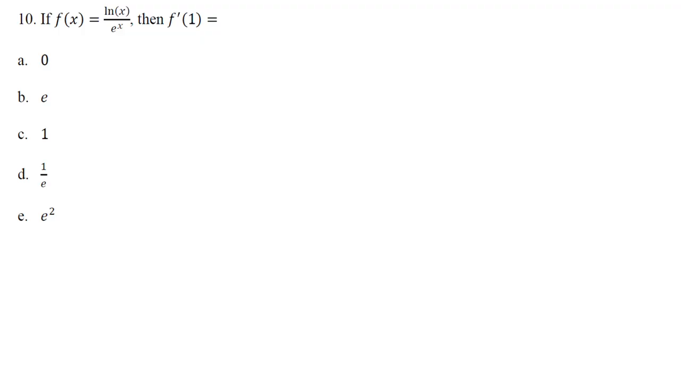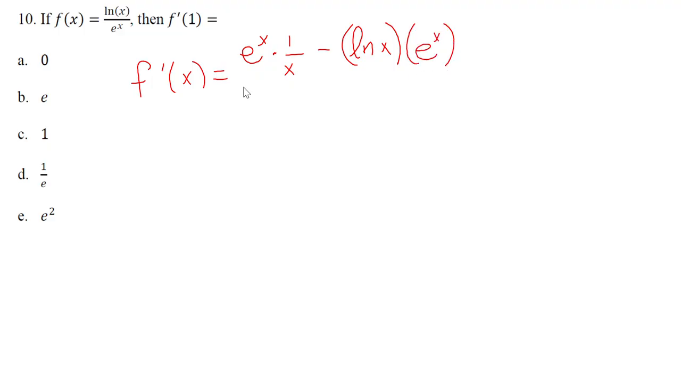All right, here's another one where we're just taking a derivative and then evaluating it at a number. So since it's natural log of x over e to the x, we just need to use the quotient rule because that's a quotient of two functions. So f prime of x is going to be the denominator times the derivative of the numerator, right, minus the numerator times the derivative of the denominator. The derivative of e to the x is just e to the x, all over the denominator squared.